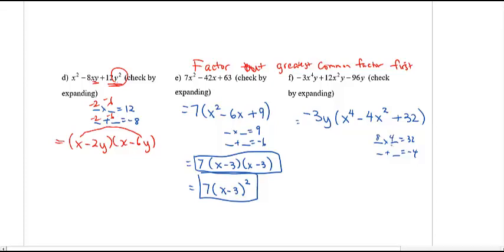8 and 4. Okay. One of them has to be negative though, right? To get -4? Oh, I guess not. Maybe that's not the right combination. Okay, what else can we do?